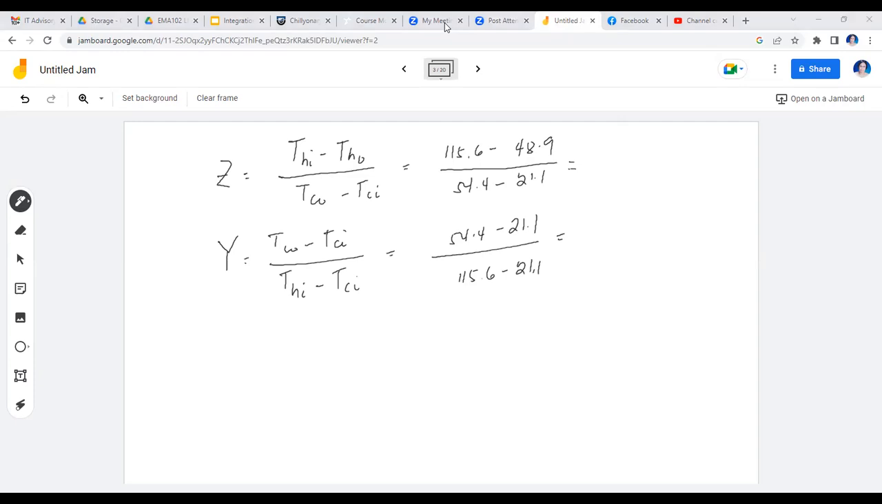Z is 2.0. Y is 0.352. So please check the values that were provided. Okay, now you have the Z and the Y already. So I'd like to go back to our slide. Please take note of the values: Z is 2, Y is 0.352.